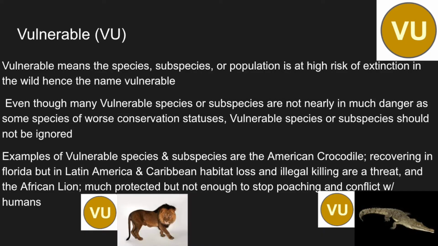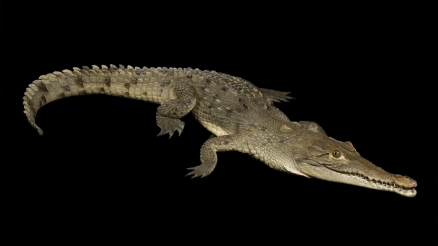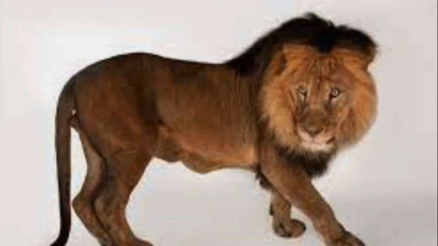Vulnerable means a species, subspecies, or population is at high risk of extinction, hence the name. Yes, there are many species who are at much higher risk of extinction than vulnerable species, but vulnerable species should not be ignored. An example of a vulnerable species is the American crocodile. Populations are recovering in Florida, but in Latin America, the American crocodile is threatened by habitat loss and illegal killing. An example of a vulnerable subspecies is the African lion, much protected but not enough to stop poaching and conflict with humans.